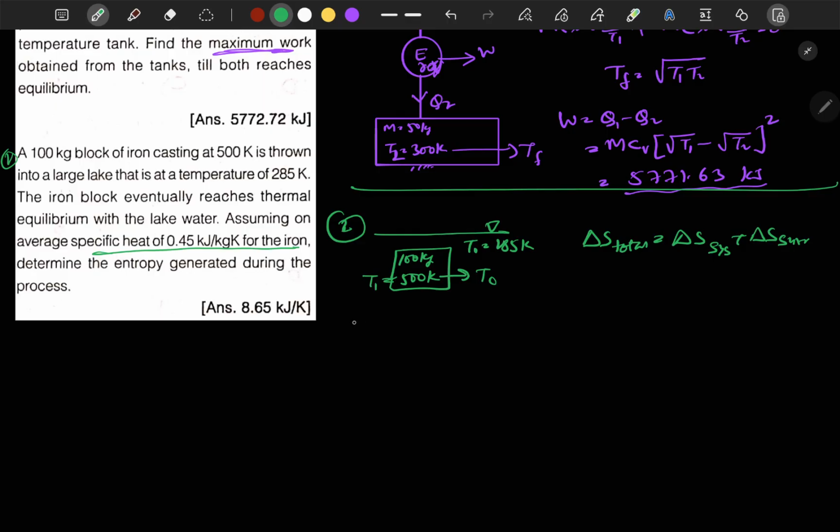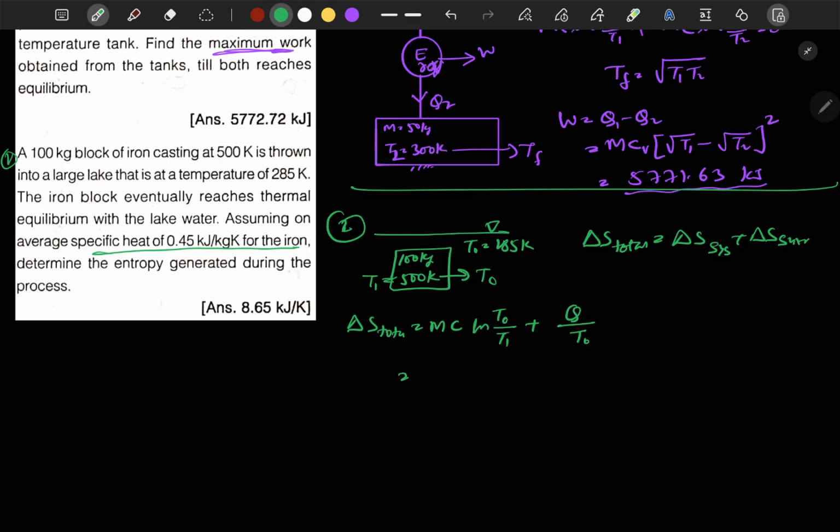So we can calculate delta S total equal to delta S of the system. Let's say this metal block is the system, so delta S of the system is given by mc ln of T final, which is T0, by T1, plus the surrounding, which can be written as the heat transfer Q divided by T0.